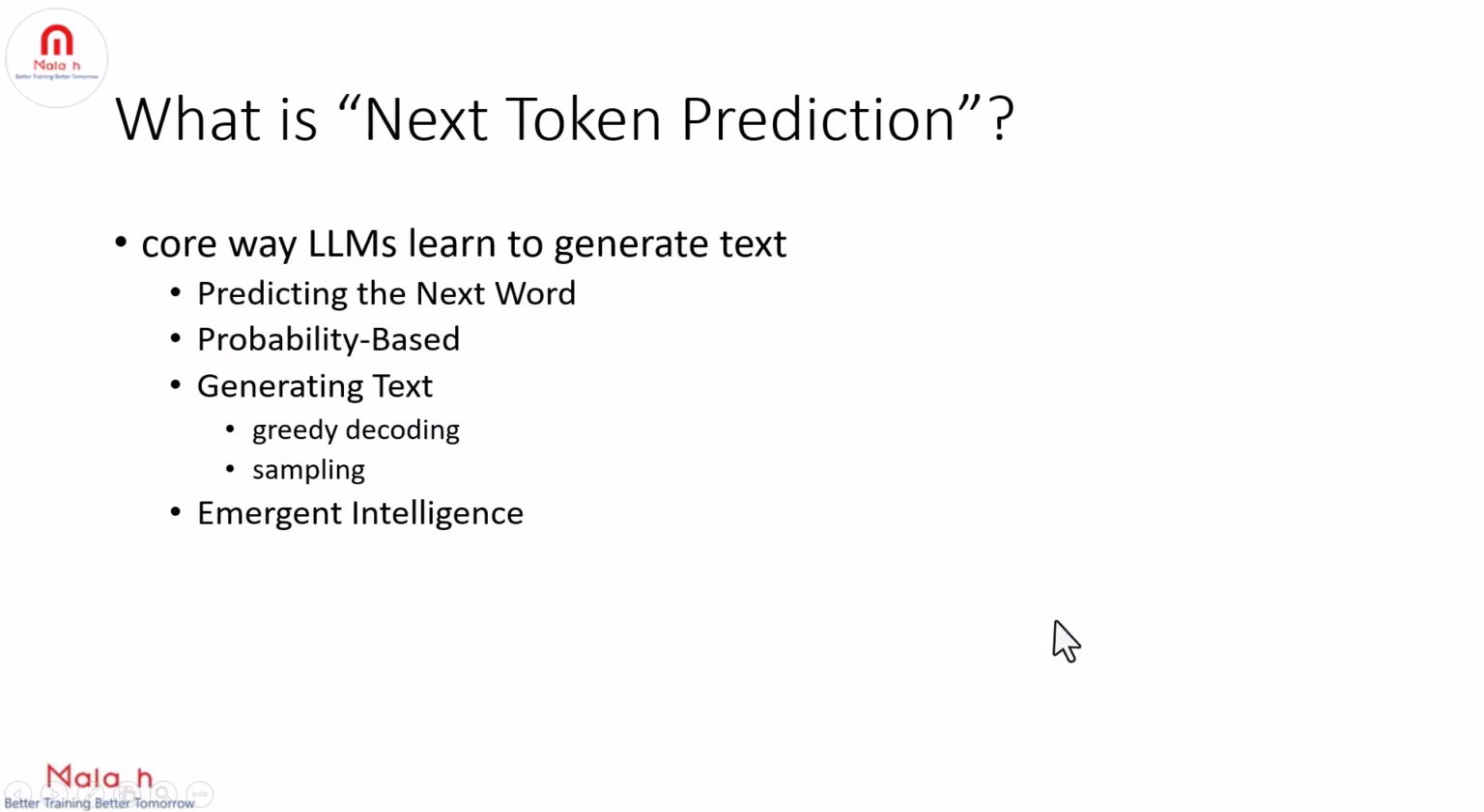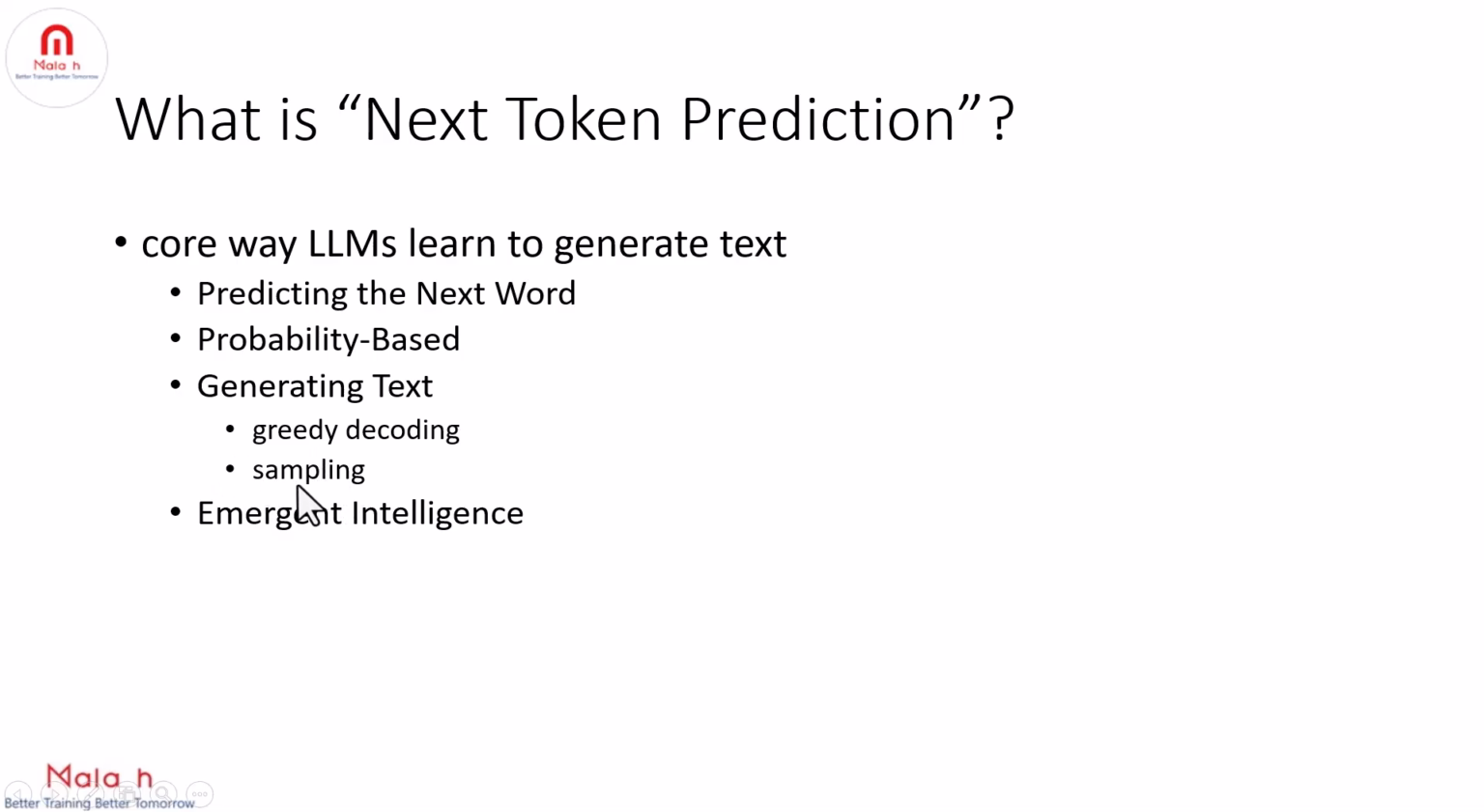Now let's understand what is next token prediction. It's the core way LLMs learn to generate text. To predict the next word, the model looks at a sequence of words or tokens and guesses what comes next. The model calculates which token is most likely to appear next across its entire vocabulary. That is, it is a probabilistic prediction. Okay? And then to generate the text, the model can either pick the most likely token every time, that is greedy decoding, or randomly choose from the top options, that is sampling, to make the text more natural.